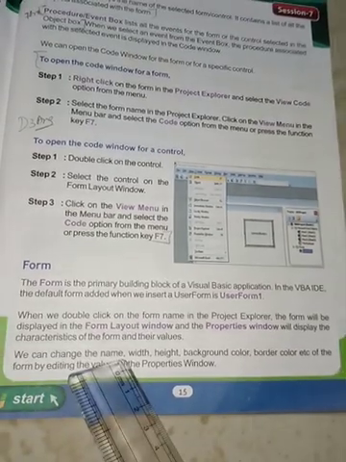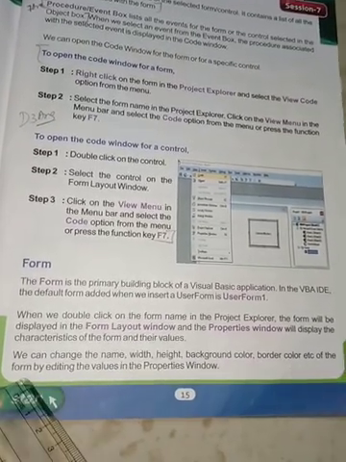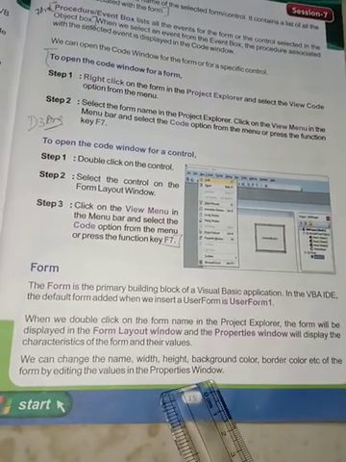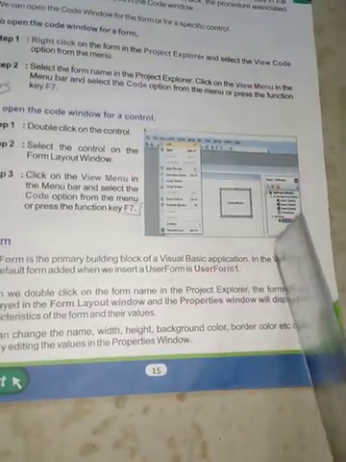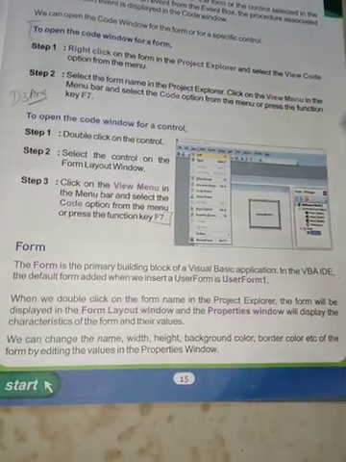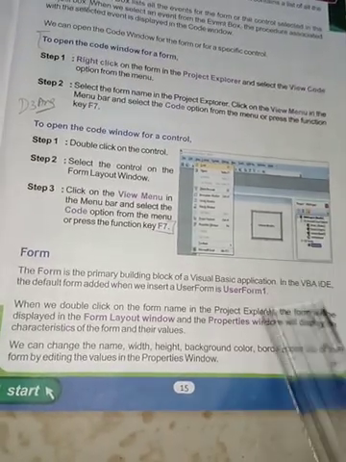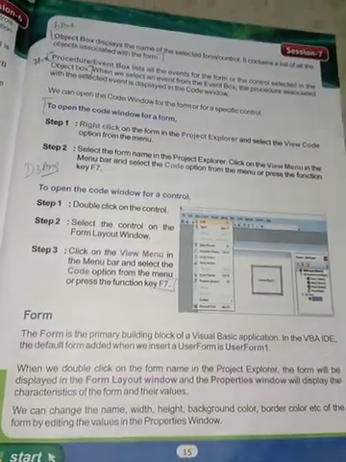We can change the name, width, height, background color, border, etc. for the form by editing the values in the properties window. In the properties window, you will have all the values of the frame, background and all. You can edit all those. You can change those by editing the values in the properties window.